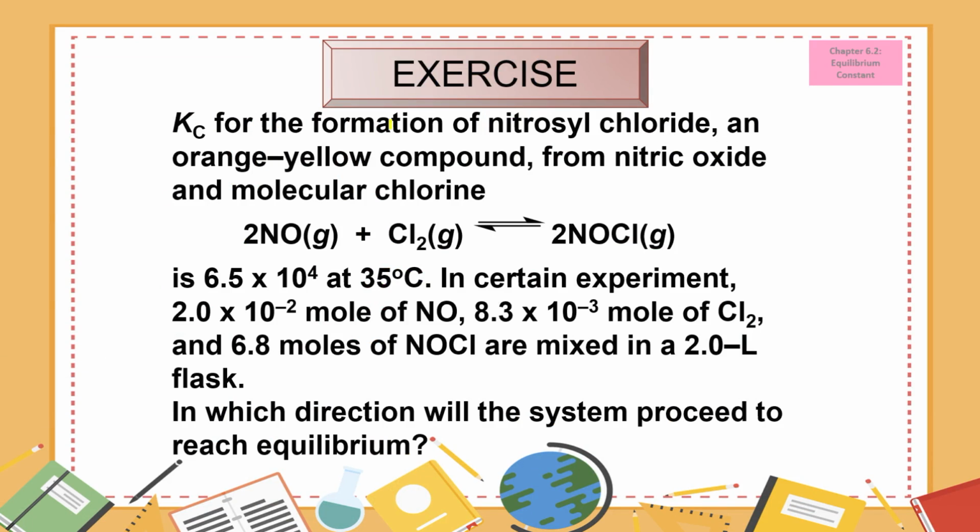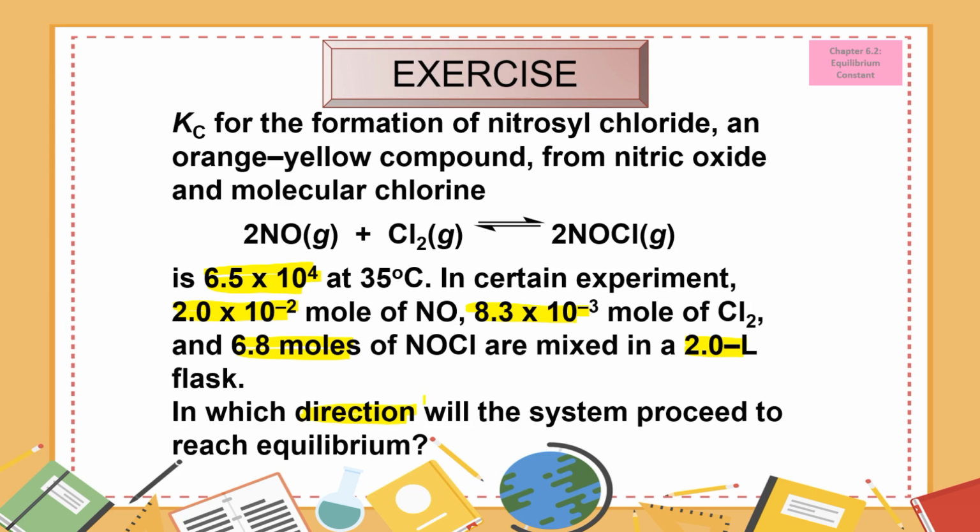Kc for the following reaction, nitrosyl chloride, an orange-yellow compound, from nitric oxide and molecular chlorine, is this value here. In a certain experiment, you are given the initial moles of NO, the initial moles of Cl2, and the initial moles of NOCl, as well as the volume of the flask. The question asks, in which direction will the system proceed to reach equilibrium? What should we do?